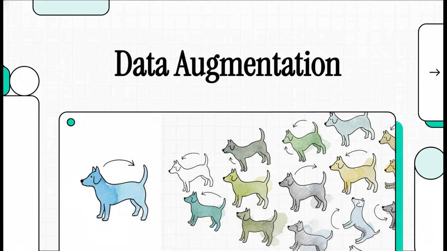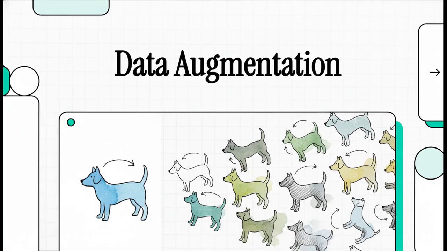Ever wonder how AI gets so smart? A huge part of the answer is data. But what happens if you just don't have enough? Well, that's what we're talking about today. It's a game-changing technique called data augmentation, and it's all about making more from less.